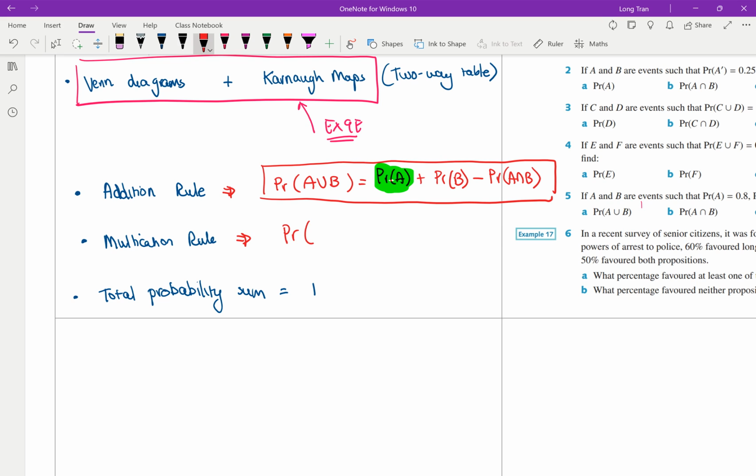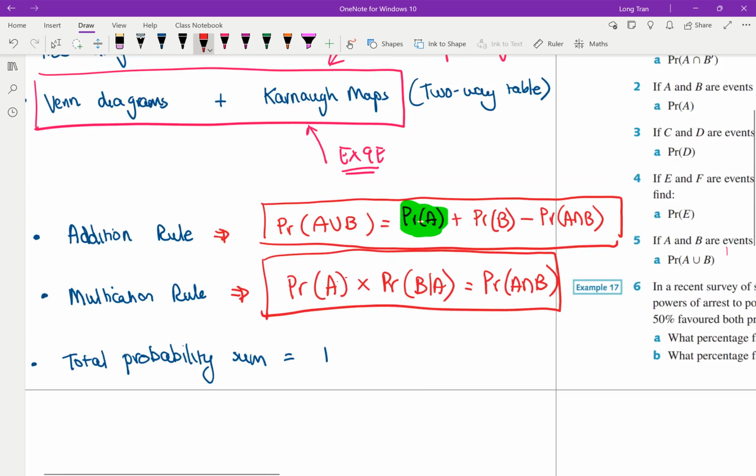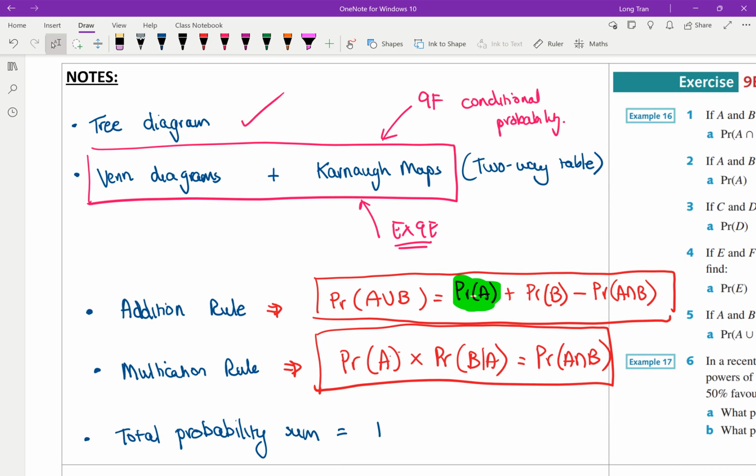Probability of A times probability of B given A is equal to probability of A intersection B. This one is key for when I teach you 9G to do with independent events. Okay, so these are the two main rules that I want you to have in your mind at the moment.